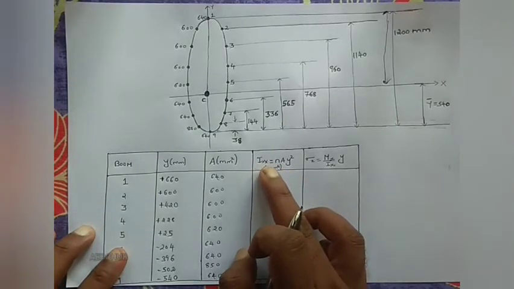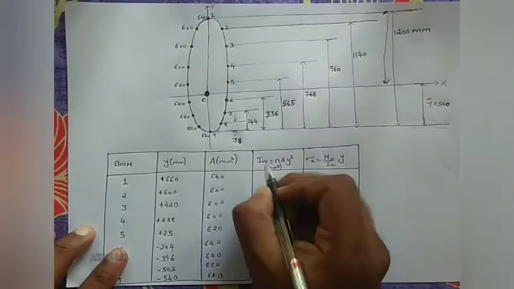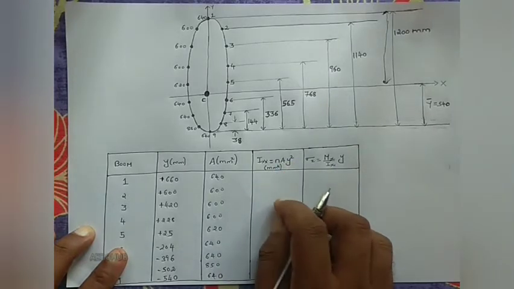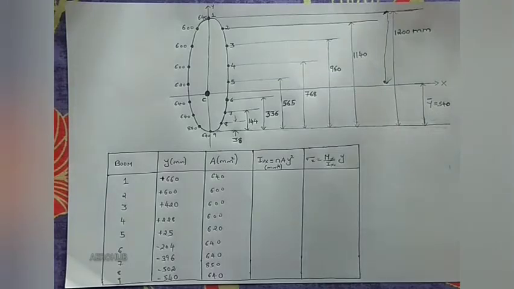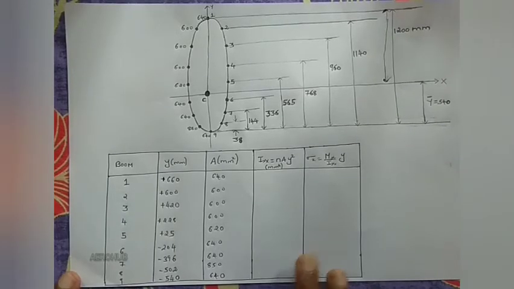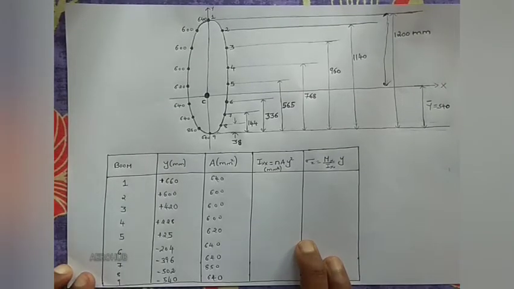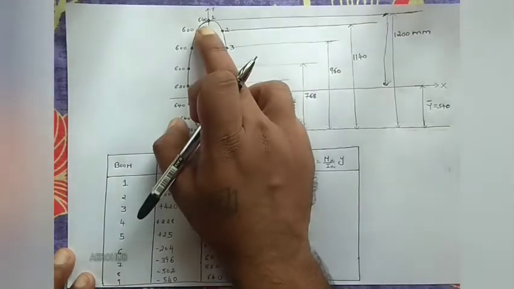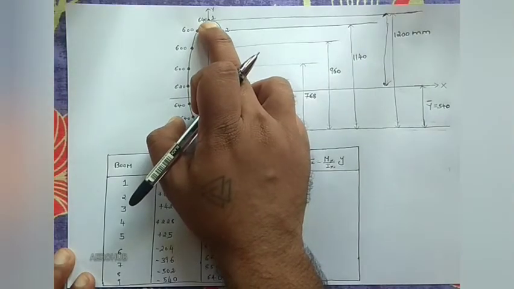Okay, now we have the value of Ixx is equal to summation of n into A into y square. We are aware about this particular formula from the previous lectures as well as from the idealization of structures. Ixx is equal to n into A into y square, where n is the number of boom areas, A is nothing but the area of the corresponding boom, and y is nothing but the distance. It's already given. So we have one boom area here, one boom area.